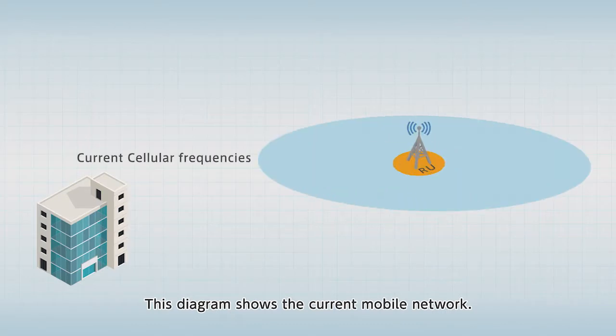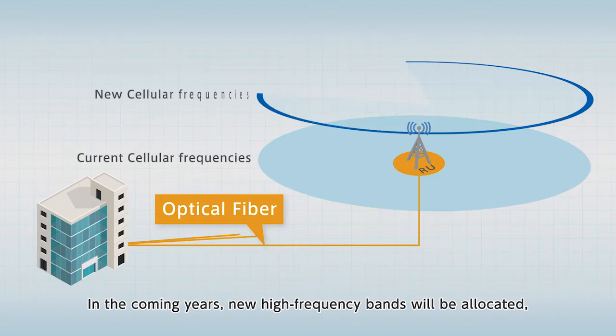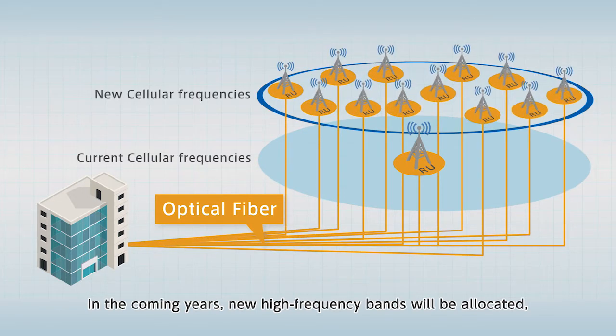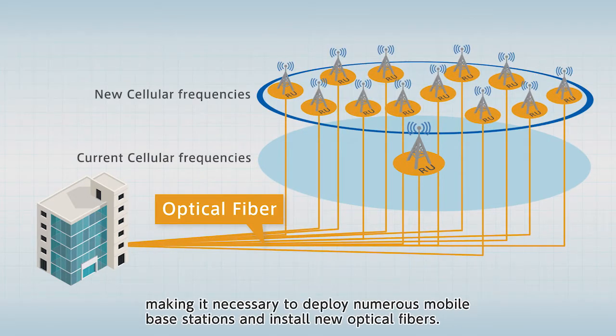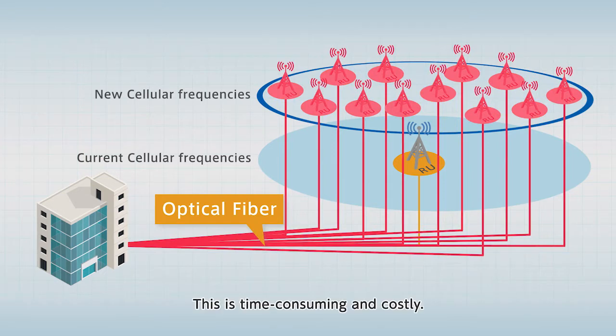This diagram shows the current mobile network. In the coming years, new high-frequency bands will be allocated, making it necessary to deploy numerous mobile base stations and install new optical fibers. This is time-consuming and costly.